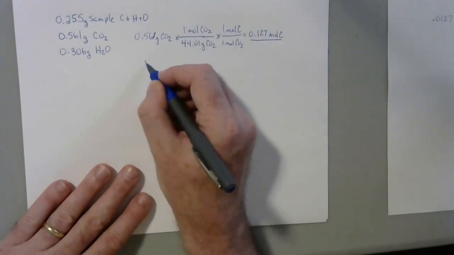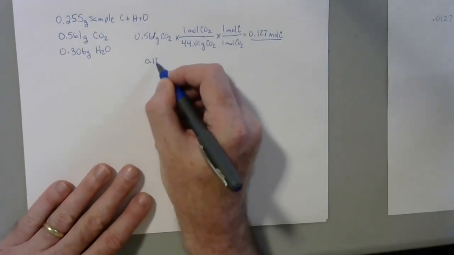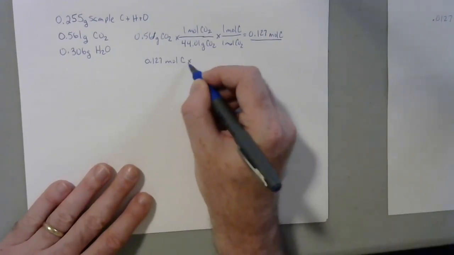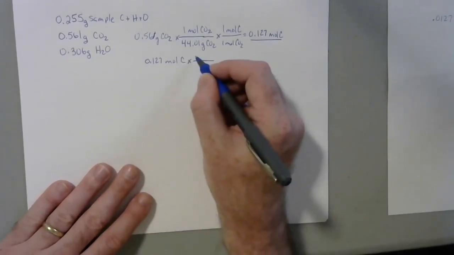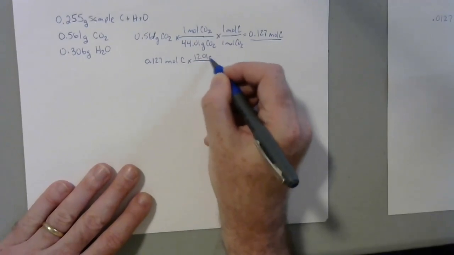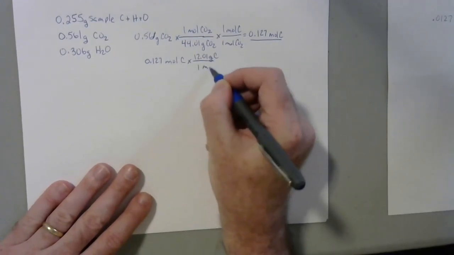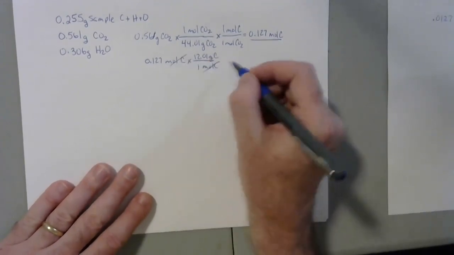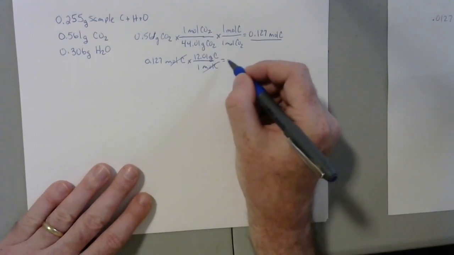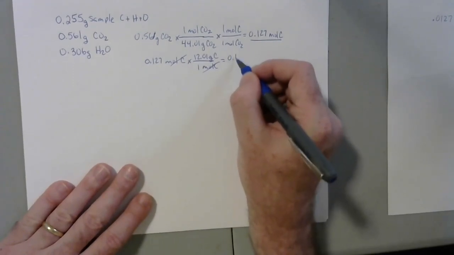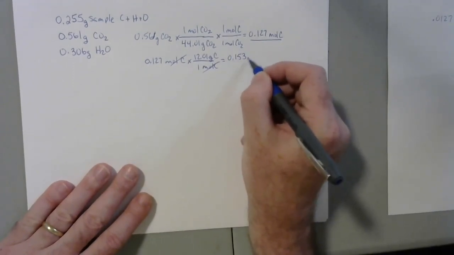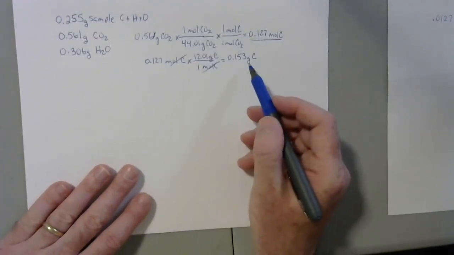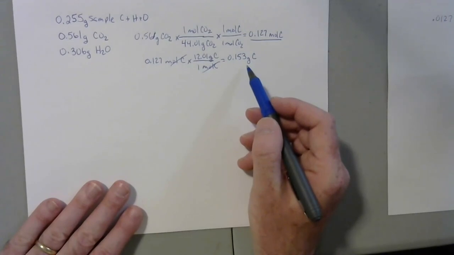Then we're going to say 0.127 moles of carbon times 12.01 grams of carbon per 1 mole of carbon. That's going to cancel, and that's going to leave us with 0.153 grams of carbon. Now, I'm not going to need that to get my empirical formula, but I do need it to get the mass of the oxygen.